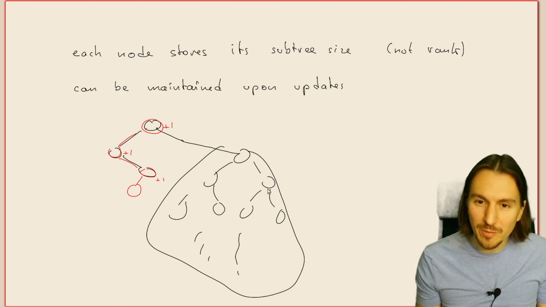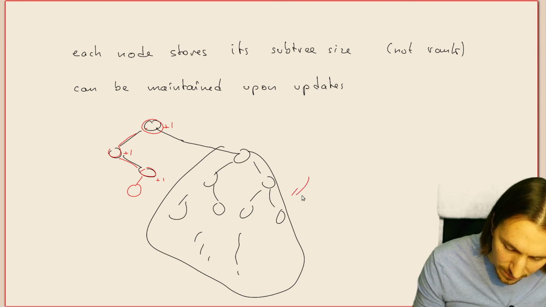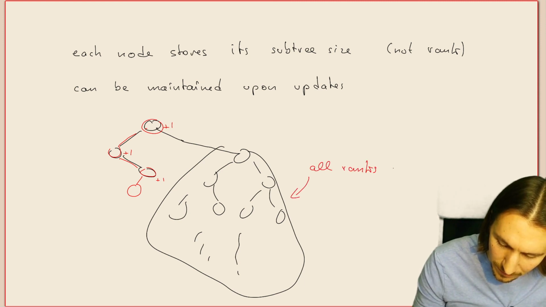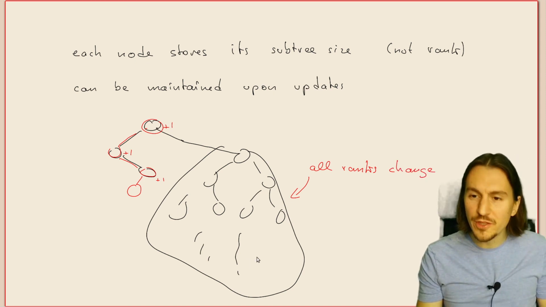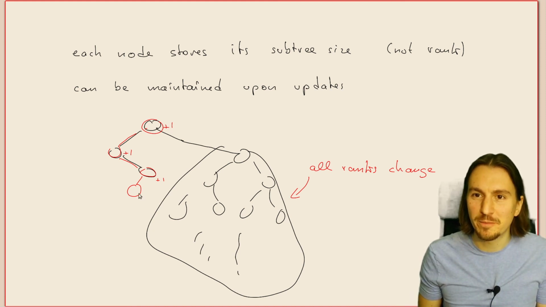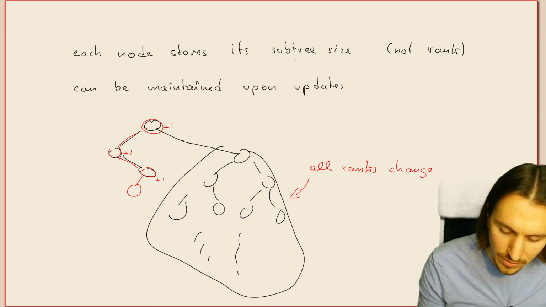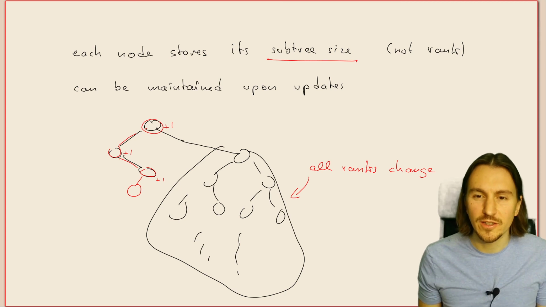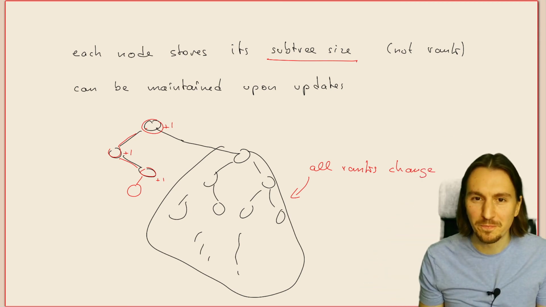But if you were to update the ranks, all of these ranks change. You would have to go to all of these nodes and add 1 to their rank, because there's a new element inserted left of them. And that doesn't work. You cannot do this in logarithmic time. Whereas if you do the subtree sizes, you can do it and you can compute the ranks in a top-down traversal.